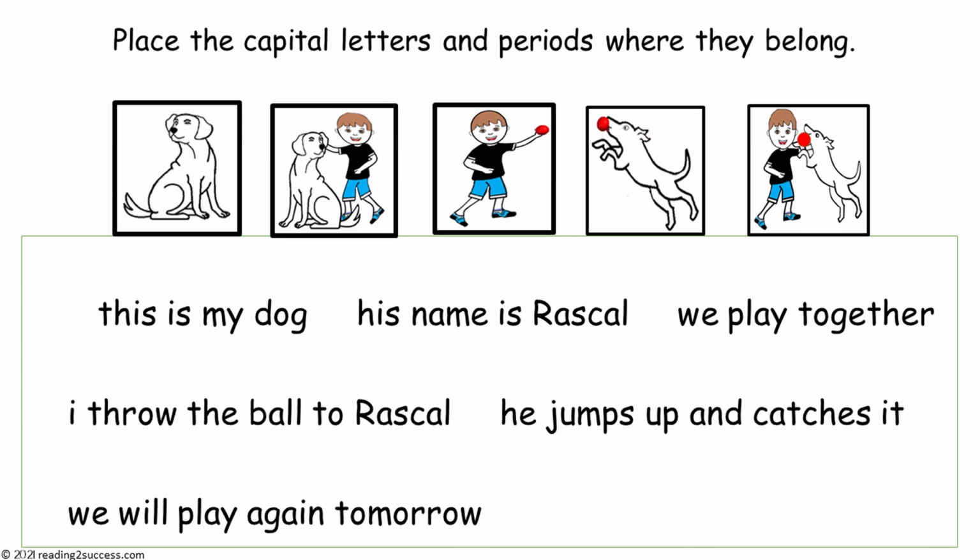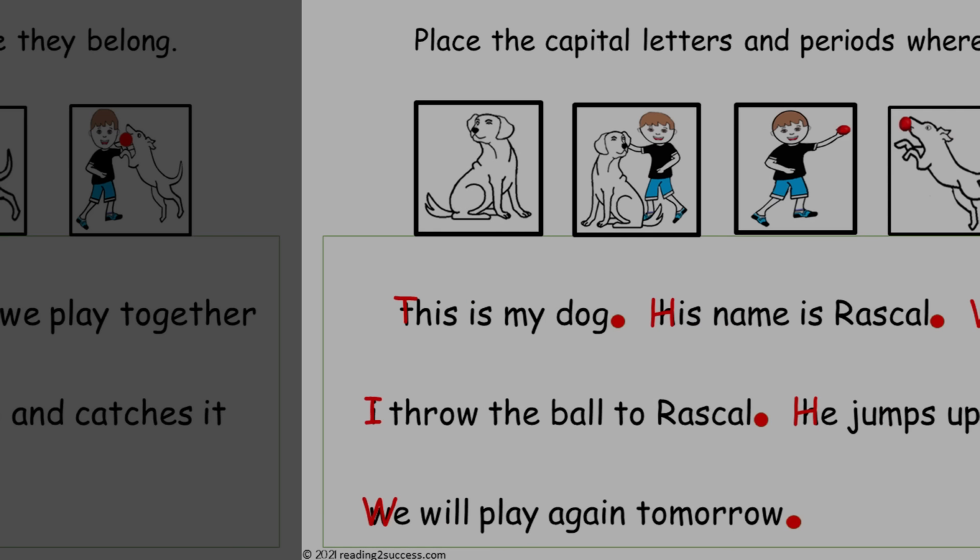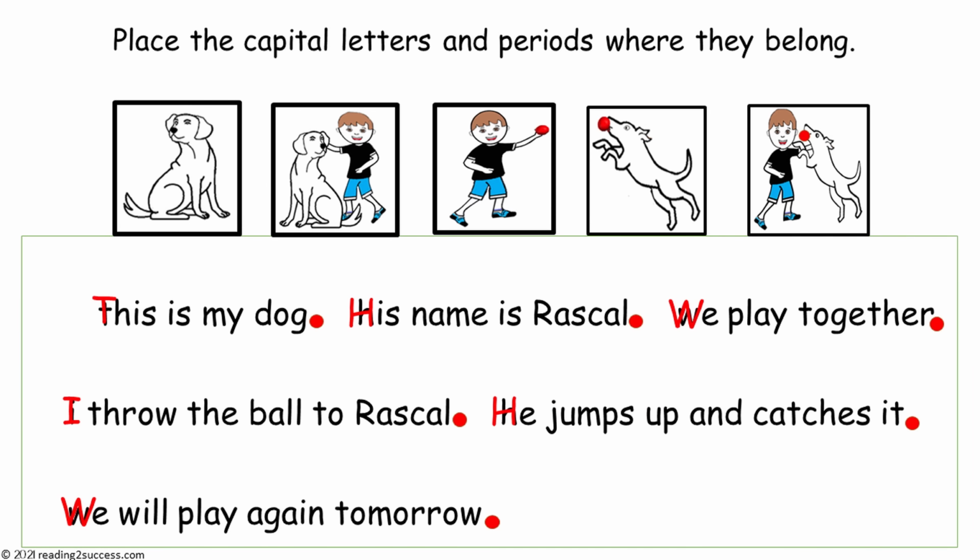Now the sentences have been put together to make a paragraph. Again, have kids place letters and periods where they belong. This is a completed example. Now with kids, read the paragraph. Remind kids that a period means to pause, make a little stop at the end of each sentence, and then begin reading the next sentence.